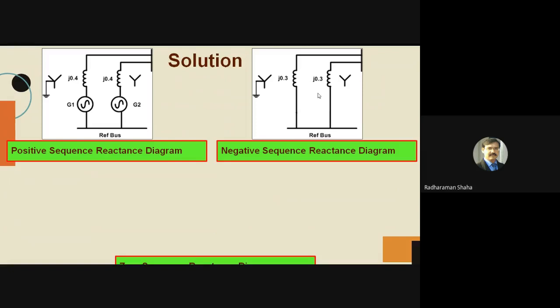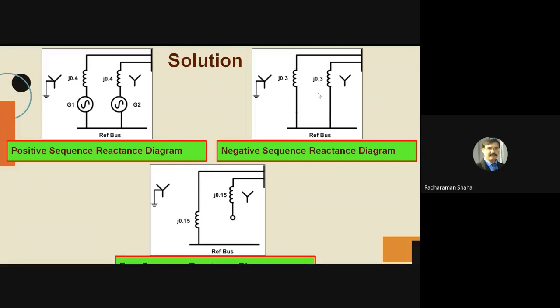And similarly, we have to draw the zero sequence reactance diagram. The zero sequence reactance diagram is in the last part which is given here. Here I have written the value as J0.15. Now the question is why I have not connected this J0.14 to the reference bus. Here it is a star connection and the neutral star point is not connected to the ground. If it is not connected to the ground, we have to keep it in this way, because the reference bus indicates the ground portion. So is it clear everyone?